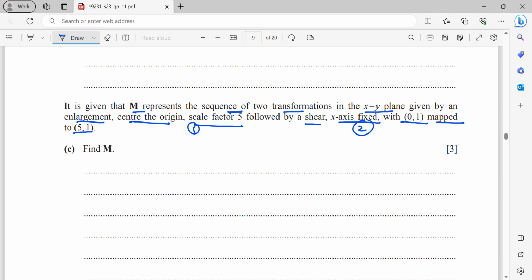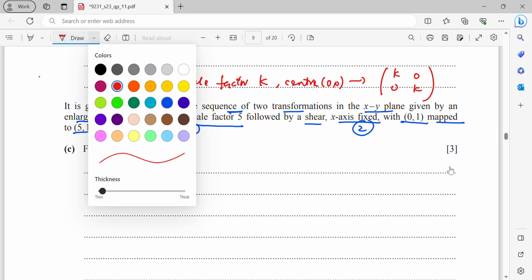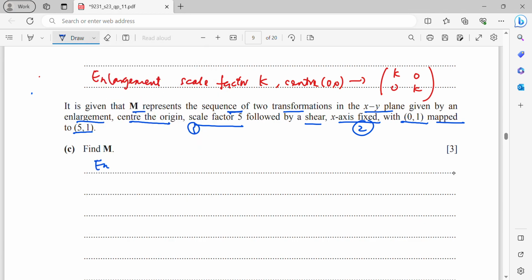So for your information, for the enlargement, if let's say it is enlargement with scale factor k and the center origin, then the matrix is going to be (k, 0, 0, k). Now from here I know that for the enlargement, because the scale factor is 5, I will get (5, 0, 0, 5). That is the enlargement matrix.